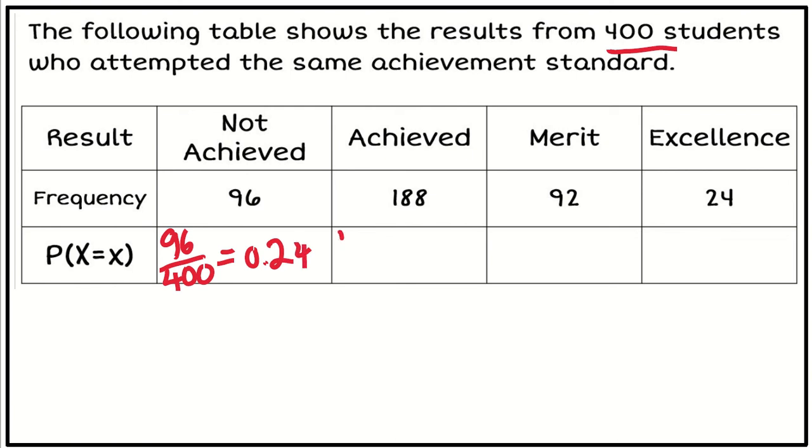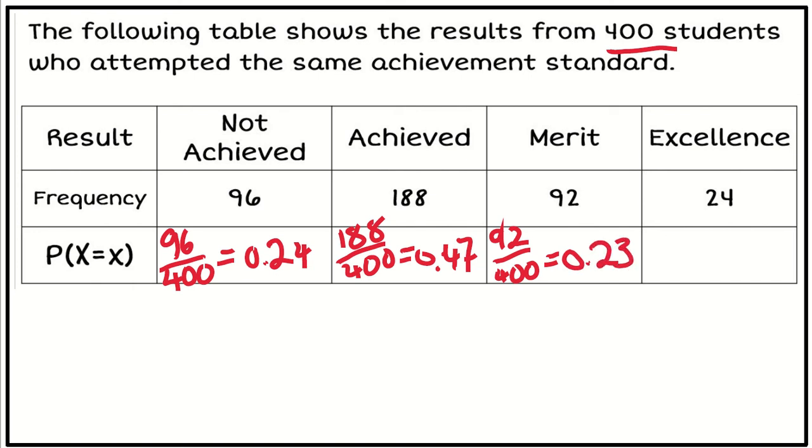Achieved, well, there are 188 students out of the 400 who got achieved. So 188 out of 400 as a decimal would be 0.47. Merit, well, there were 92 out of the 400 that got a merit, so that gives us a probability of 0.23. And lastly, excellence is 24 out of 400, and that gives us a probability of 0.06. So that's the first thing. If I've got count data, I need to turn it into probabilities.